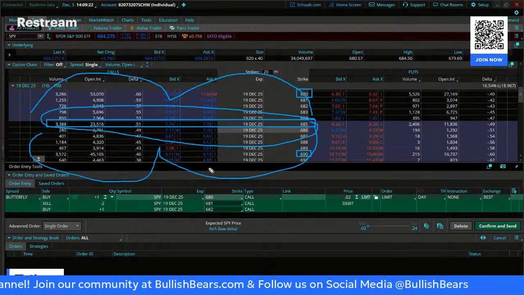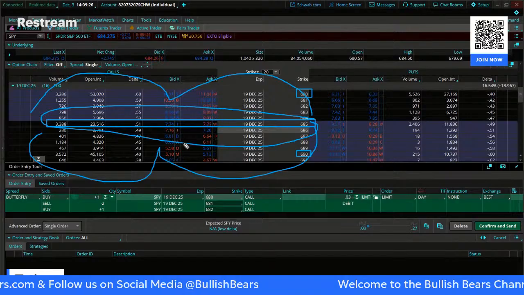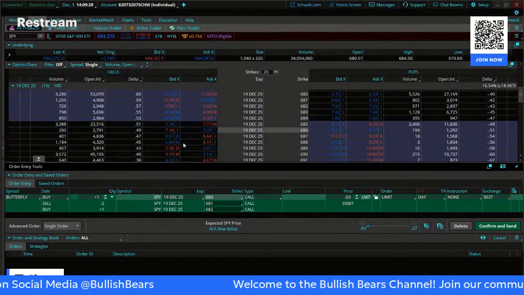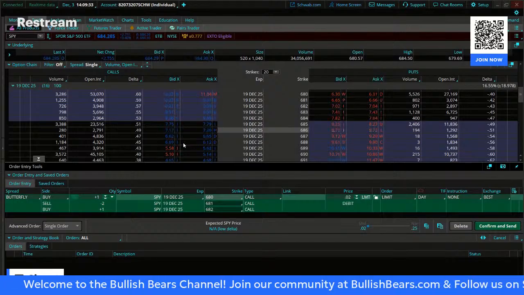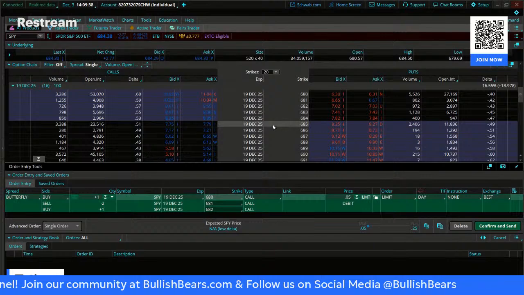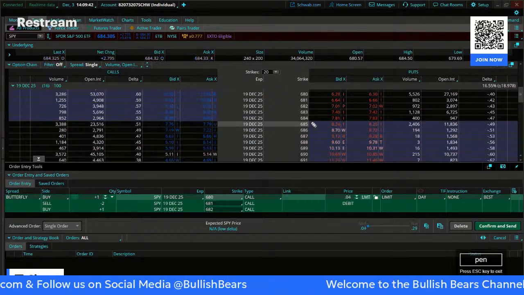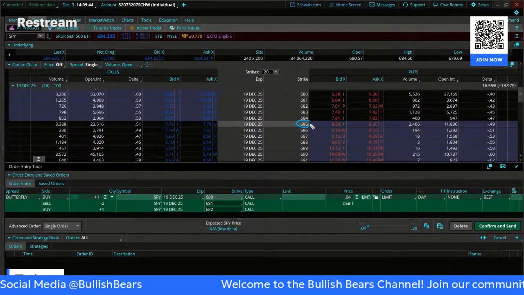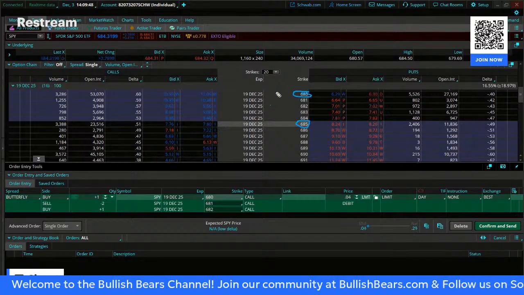And therein is the butterfly. I don't see it. Like I said, I've never seen it, but I can't draw pretty little butterflies. But the wings are the long side of the trade, and the body is the short side of the trade. When we go to put the trade on, if we sell a 685 and we buy a 680, that's a long call vertical.